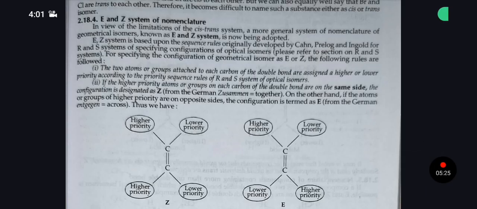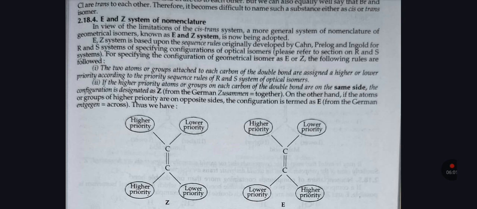E and Z system of nomenclature. In view of the limitation of the cis and trans system, a more general system of nomenclature of geometrical isomers known as the E and Z system is now being adopted. The EZ system is based upon the sequence rule originally developed by Cahn, Prelog and Ingold for the R and S system of specifying configuration of optical isomers. Please refer to the section on the R and S system for specifying the configuration of geometrical isomers as E or Z.